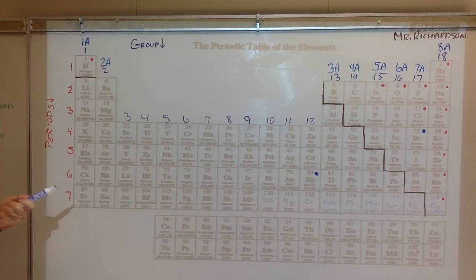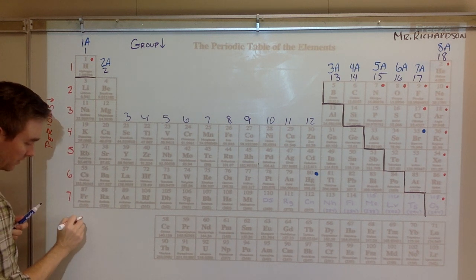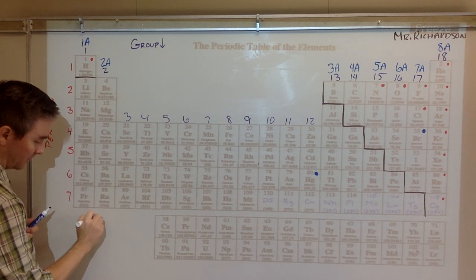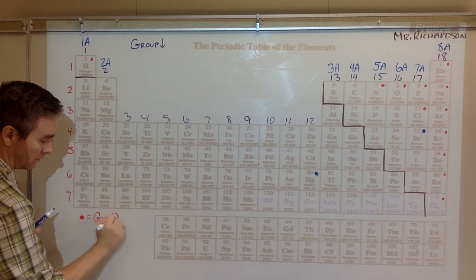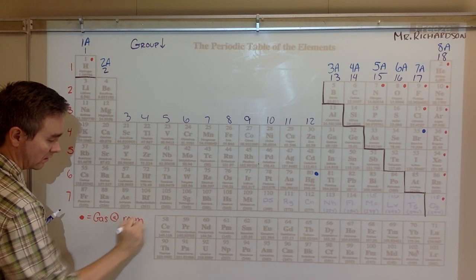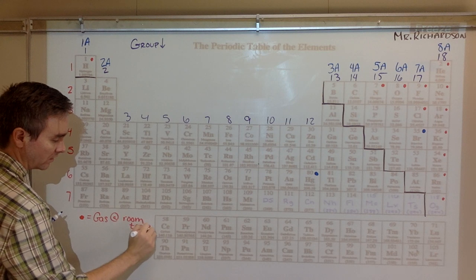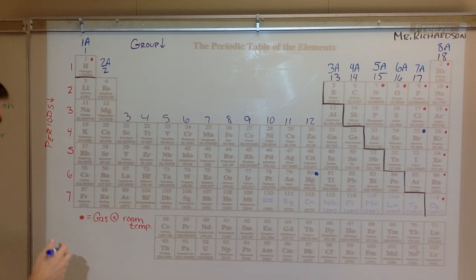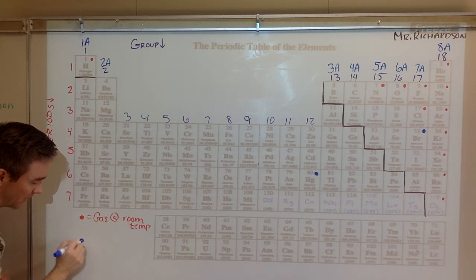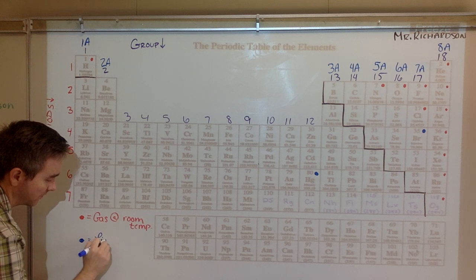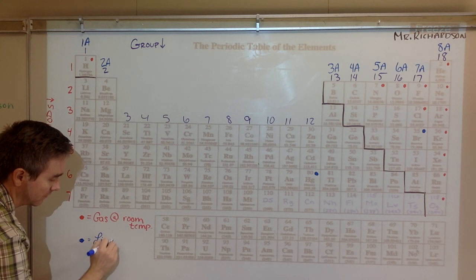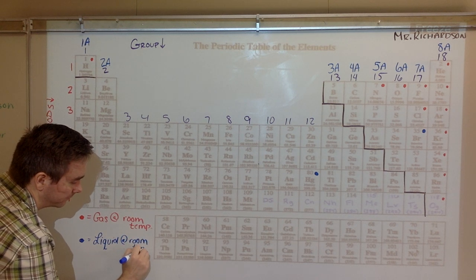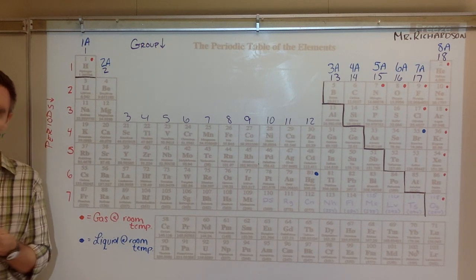In my key, I'm going to make a little key down here. I'm going to say anything with a red dot is a gas at room temperature. You don't have to write it super big like I am. I'm just drawing it big because I'm trying to make sure you guys can see it. The blue dot is a liquid at room temp. It's important to say room temperature on that one.